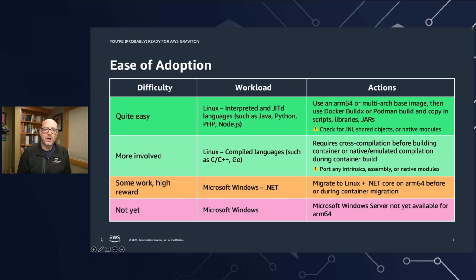For those of you who do require Microsoft Windows to run your workloads, unfortunately, Microsoft Windows Server is not yet available for ARM64. If and when that changes, we'll have more to say, and we'll present new videos for you on how you could be able to use Microsoft Windows on Graviton in the future.